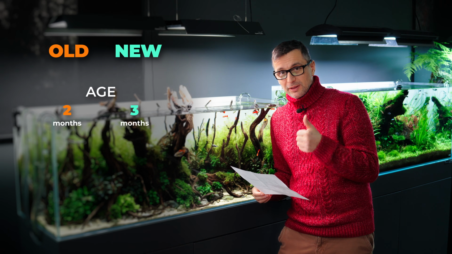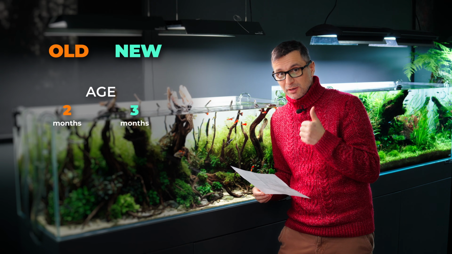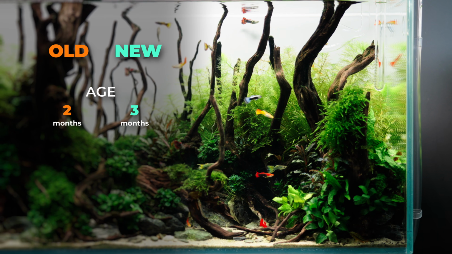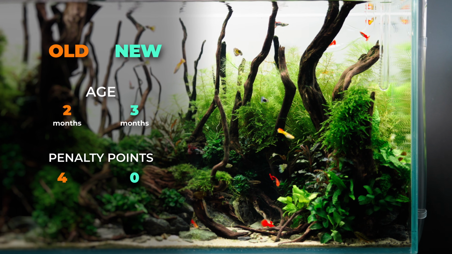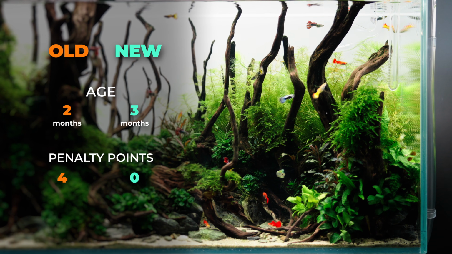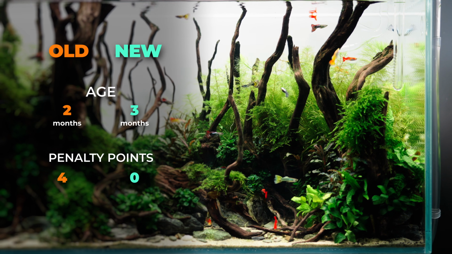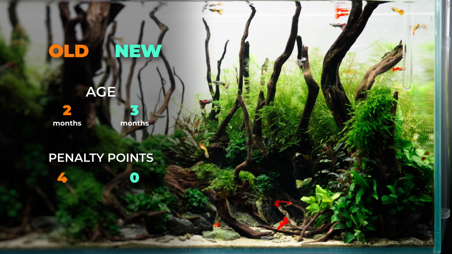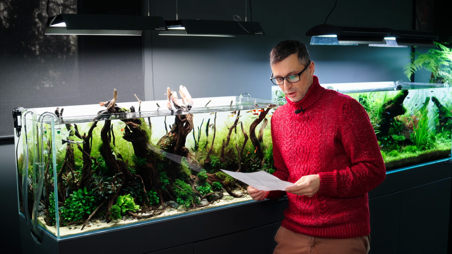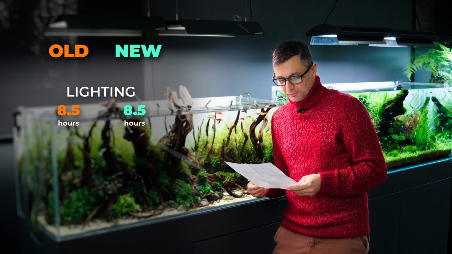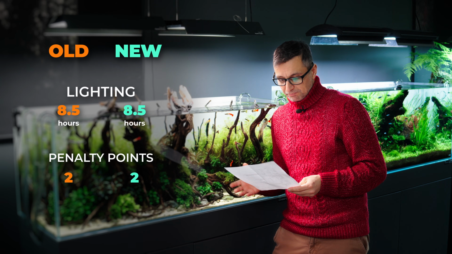First of all, the age of the aquarium is above 3 months now. So there are no age issues. We don't get 4 penalty points because of the age. And we got 4 points because we didn't introduce starter bacteria when we actually set up this aquarium. That was 2 points, plus the age was another 2 points. So that's 4 points gone. That's 0.